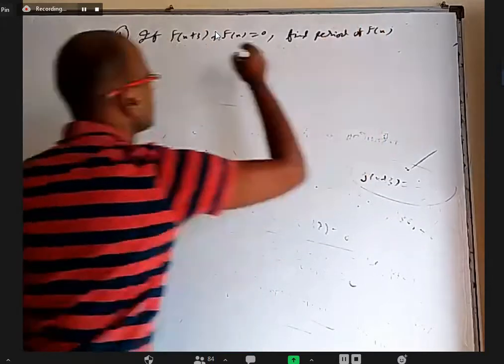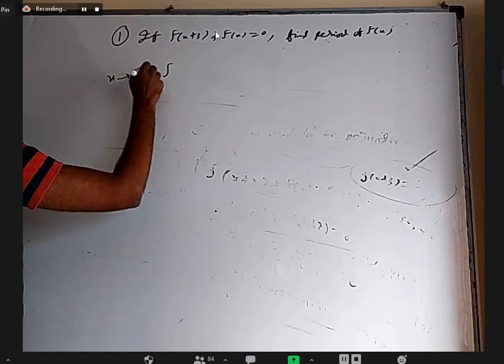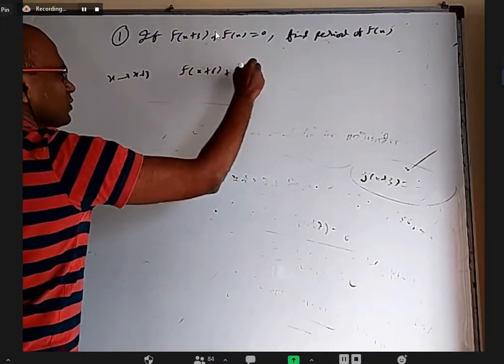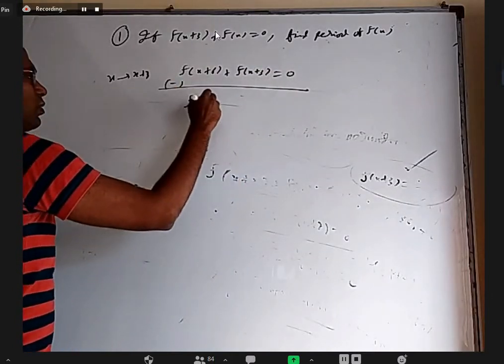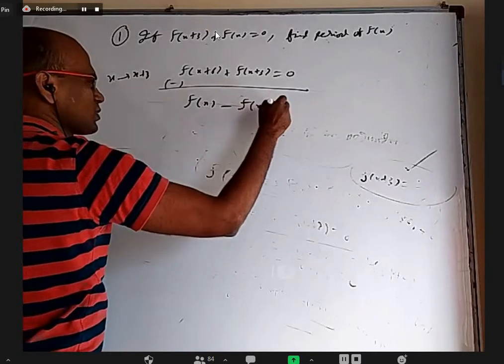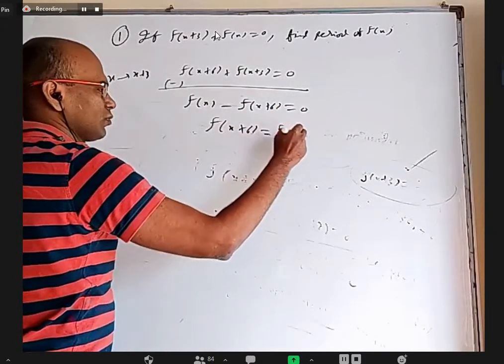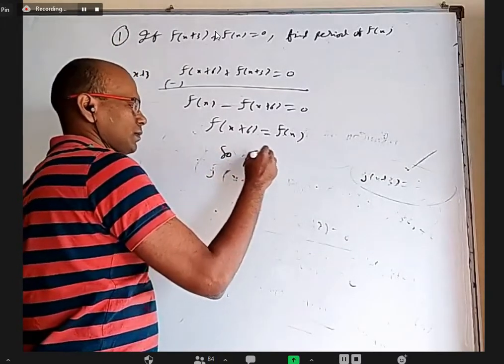One example only. Replace x with x plus 3. Then we'll get f of x plus 6 plus f of x plus 3 equal to 0. When I subtract, f of x minus f of x plus 6 equal to 0. So f of x plus 6 equal to f of x. So period of f is 6.